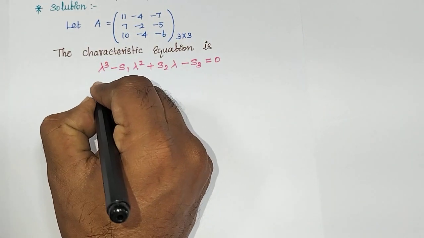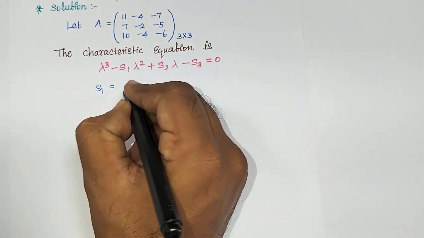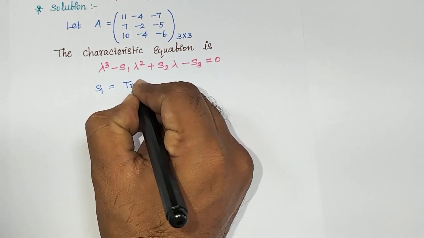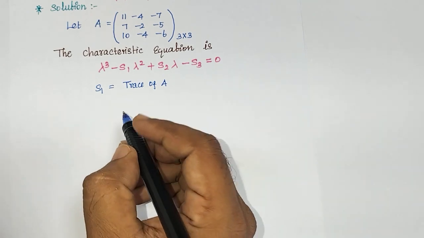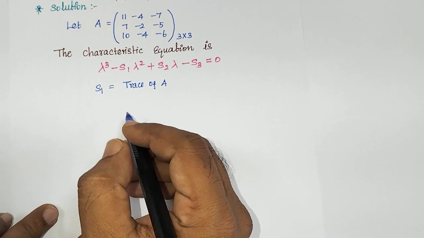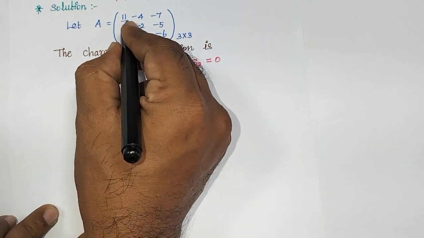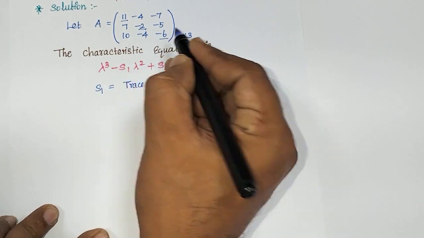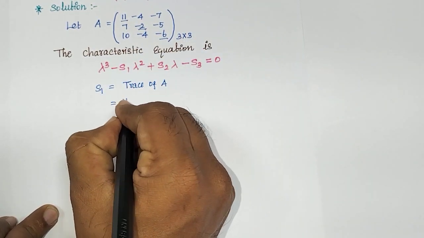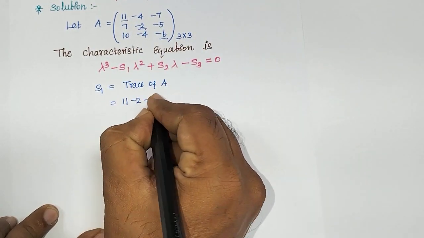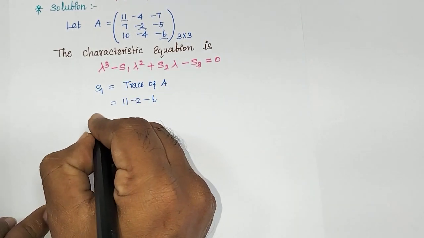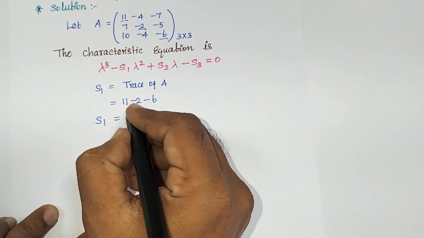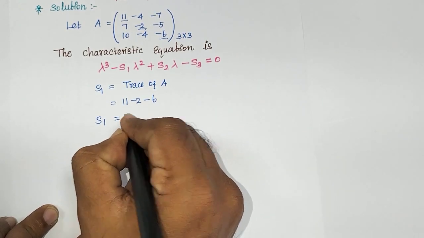S1 represents the trace of A, or the sum of the diagonal elements. I am going to add these diagonal elements from this matrix: 11, minus 2 and minus 6. So minus 8 plus 11, I will get S1 equal to 3.